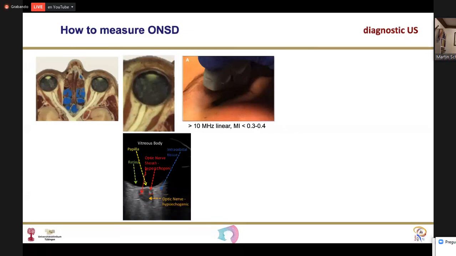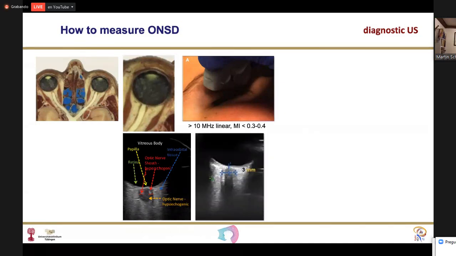In red, we see the optic nerve, which is surrounded by the optic nerve sheath. And then we have a picture like this. This is what we see in real time. In the middle, the dark black is the optic nerve. Then we have the blue, the optic nerve sheath, and we always measure 3 millimeters behind the bulbus.